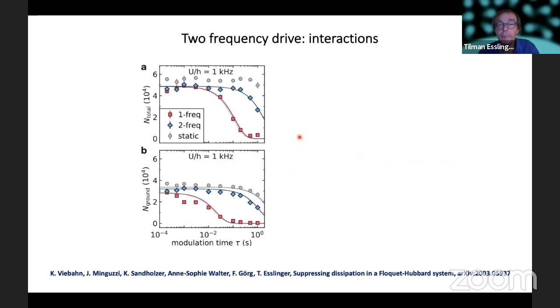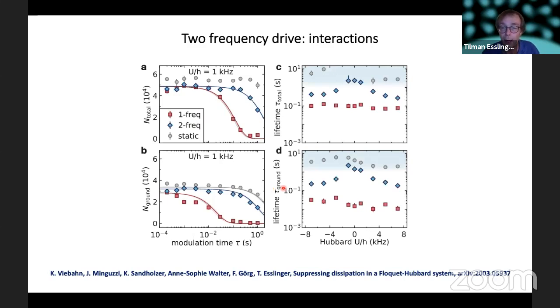And now you can wonder, okay, you have a two-frequency drive, and what happens with interactions? So let's say you have a certain U. Here we compare now the static case, and that's the total number of atoms, and in the lower graph, it's the number of atoms remaining in the ground band. Then you have a one frequency drive, and after a fairly short period of time, so that's logarithmic, here's a second, here's 100 microseconds or shorter, you lose your particles. In particular, you lose them in the ground band very rapidly. Whilst with the two frequencies, it's almost like the static case. So this gave us optimism that the scheme actually works.